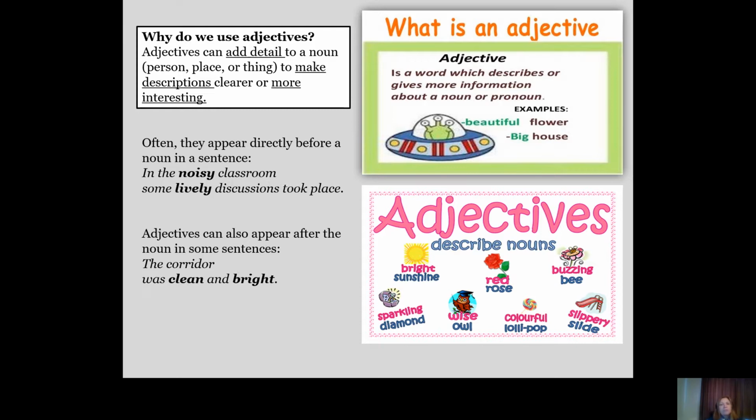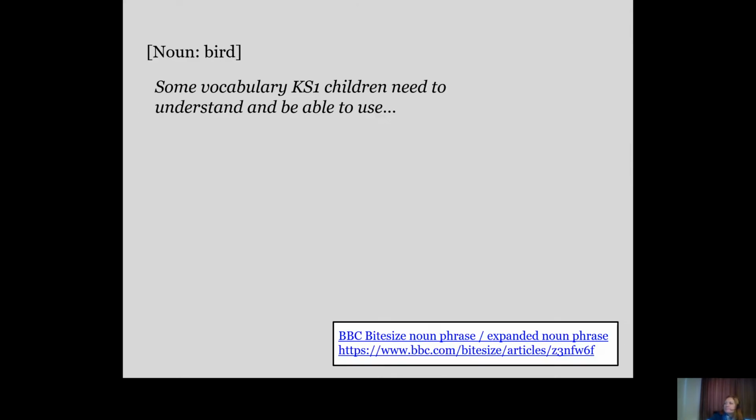And when you start off with children, you might talk about the big dog, the red rose, the slippery slide. Yeah, and the words will come together. It makes it easier to pick out. It just adds more information. It gives us more information about the thing, the noun or the pronoun. So from year 2 onwards, children are asked to expand on nouns.